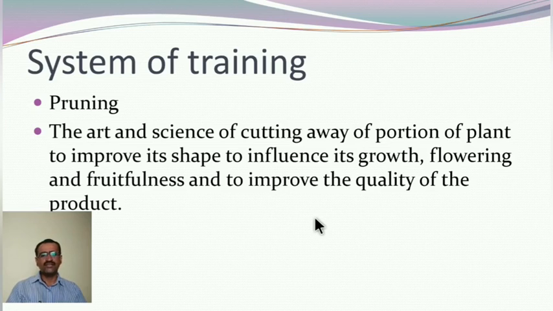As we say, pruning is part of training. Pruning may be defined as the art and science of cutting away a portion of the plant to improve its shape, to influence its growth, flowering and fruitfulness, and to improve the quality of the product. That is nothing but pruning. Here it is done to divert a part of the plant's energy from one part to another part of the plant. There are many systems of training.